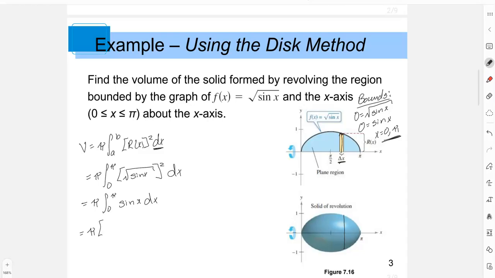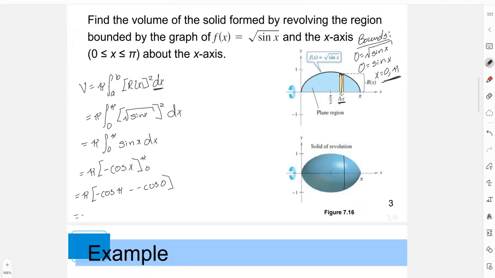When I integrate sine, I get negative cosine. I need to evaluate from 0 to pi. So I'm going to have negative cosine of pi minus negative cosine of 0. Cosine of pi is -1, so negative 1 is a positive 1. Cosine of 0 is 1. So this is going to have a volume of 2 pi.